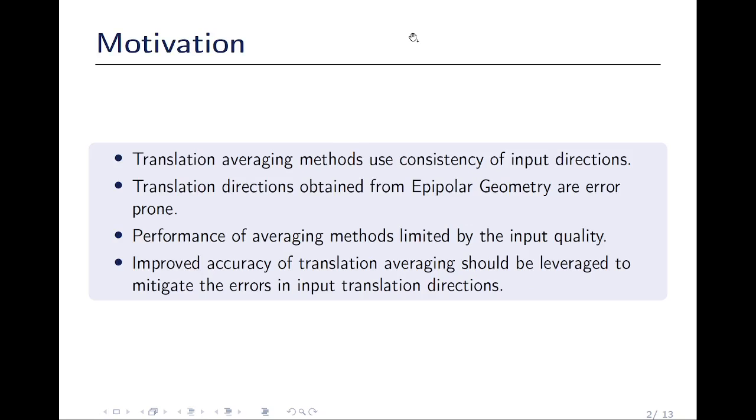Why do we need correspondences in the problem? Existing methods use consistency of input directions. These input directions are obtained from epipolar geometry, which are error prone. The performance of averaging methods is thus limited by the input quality. We argue that the improved accuracy of translation averaging methods should be leveraged to mitigate the errors of input translation directions.